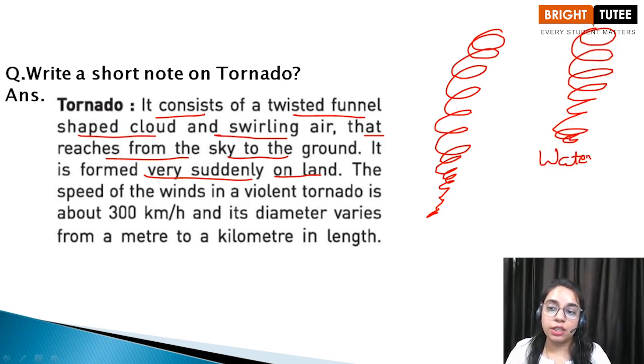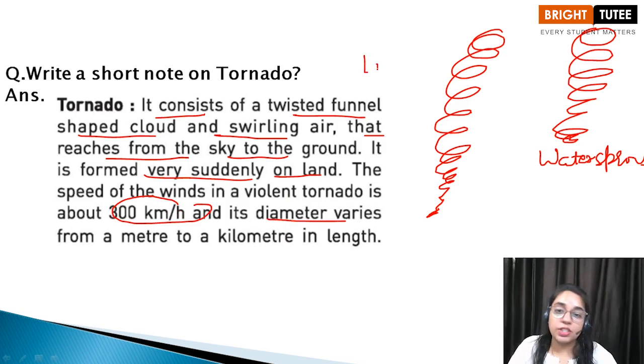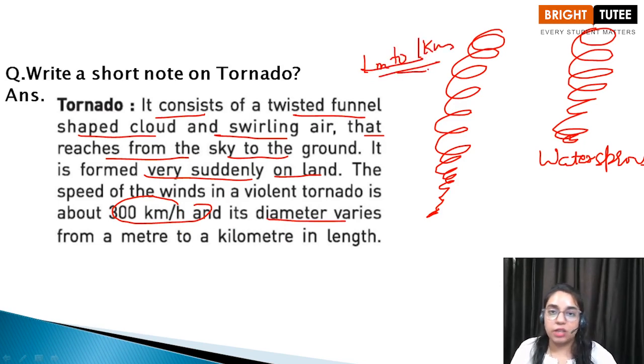What do you call it? You call it a water spout. Okay, and the speed of the winds in a violent tornado is about 300 kilometers per hour, which is very high, and it is capable of causing mass destruction. Okay, and its diameter may vary from a meter to 1 kilometer. Okay, so this can be the range of it.